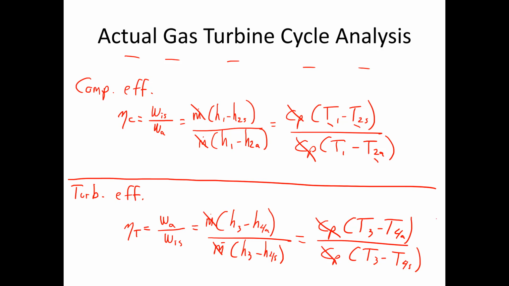As you can see, this is the actual temperature coming out of the turbine, and this is the temperature coming out of the turbine if it were isentropic. Basically, you can use the isentropic work to evaluate, and if you have the turbine efficiency, you can evaluate the actual work coming out of the turbine.